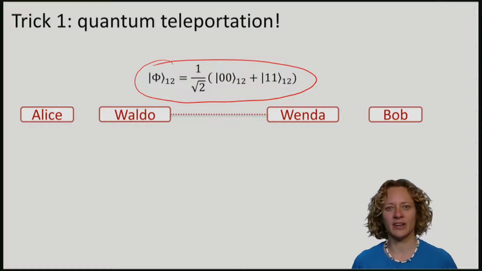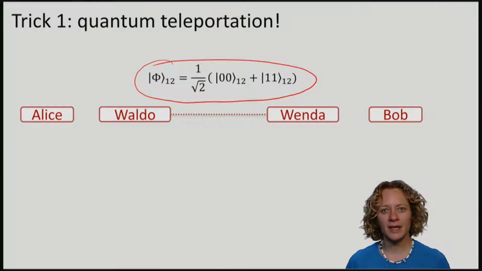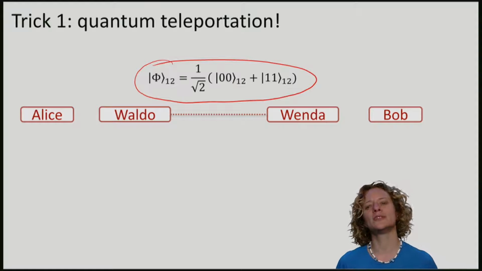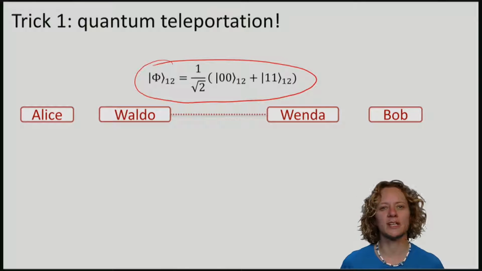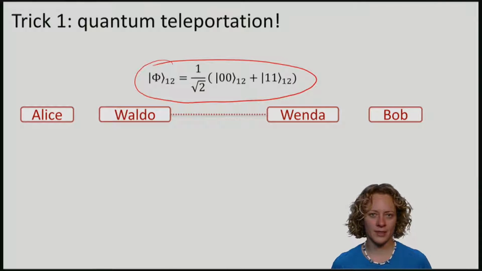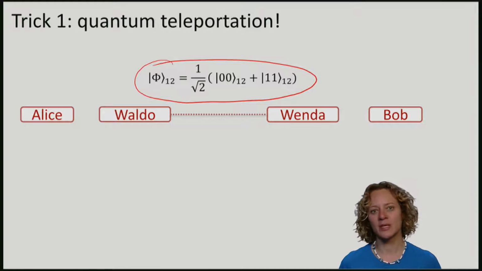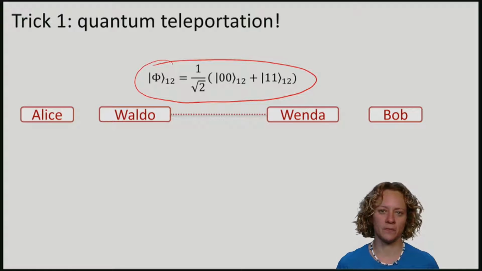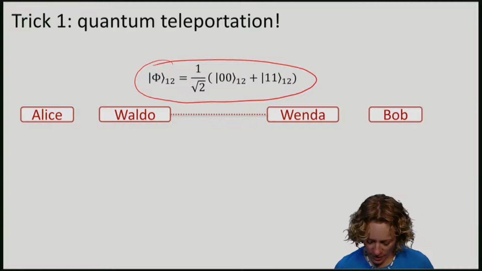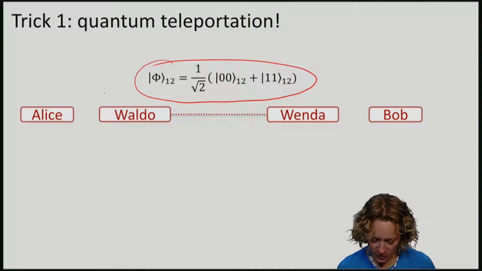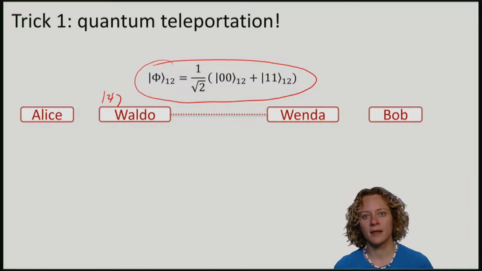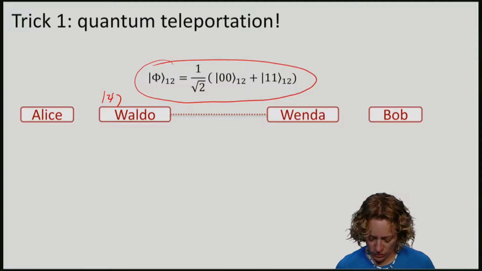If Waldo and Wenda share entanglement, then Waldo could of course use this entanglement to teleport a qubit to Wenda. And this will be our trick number 1 to defeat security. It is useful to remember what happens in quantum teleportation. If Waldo wants to teleport a qubit psi to Wenda using this state, he will get 2 bits as outcome.